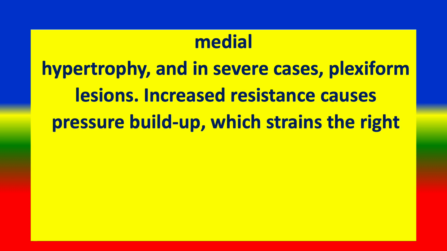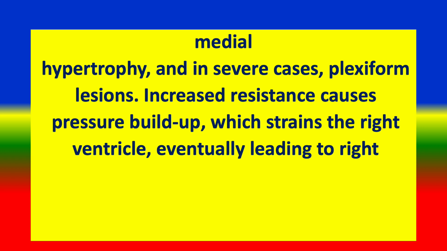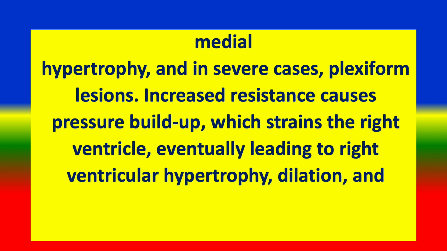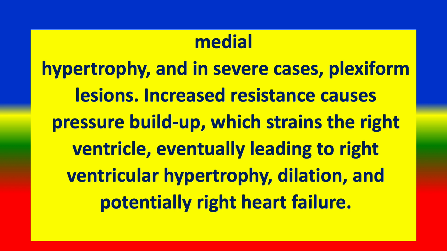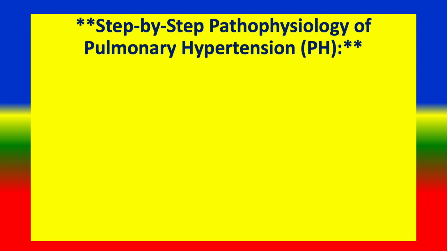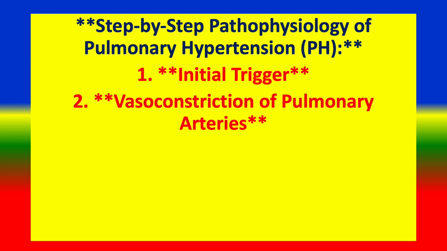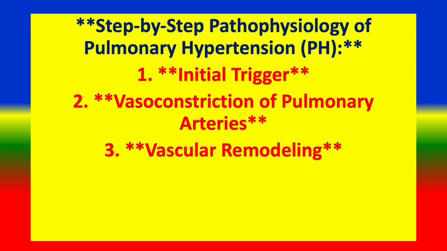Increased resistance causes pressure buildup, which strains the right ventricle, eventually leading to right ventricular hypertrophy, dilatation, and potentially right heart failure. Step-by-step pathophysiology of pulmonary hypertension. 1. Initial triggers. 2. Vasoconstriction of pulmonary arteries. 3. Vascular remodeling.